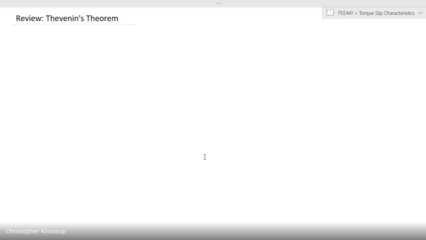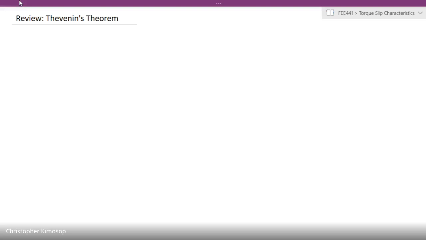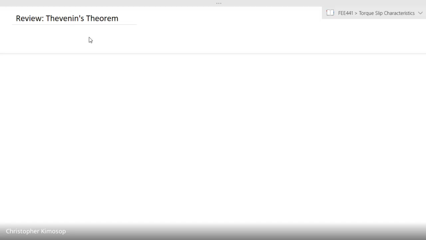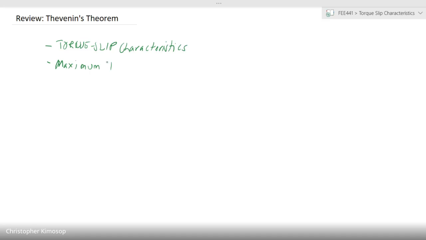So today we will be talking about, as I've said, the second part of the power and torque. Our objectives are to look at the torque slip characteristics, and also to look at the maximum torque that a three-phase induction motor can achieve. Those are the two objectives of our lecture today.